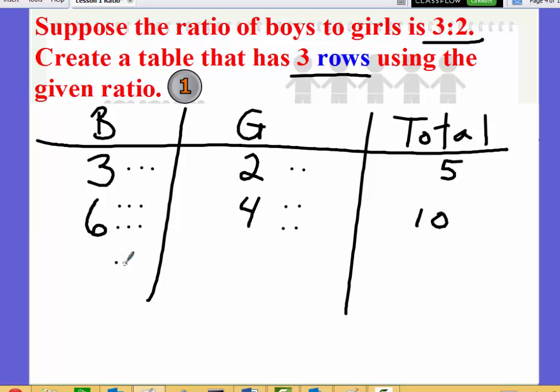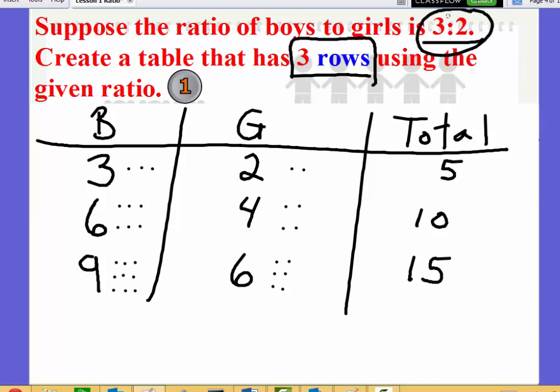Then I'm going to do 1, 2, 3, 4, 5, 6. 1, 2, 3, 4, matching this 6 to 4. I'm just going to add another column. So I have 3 more boys, 1, 2, 3. Whenever I have 3 boys, there's 2 more girls. So here I have 9. Here I have 6. That's a total of 15. I have my 3 rows, and I still have this 3 to 2 ratio. Whenever I have 3 boys, there's 2 girls. 2 girls, 3 boys. So I'm always keeping that ratio in the same proportion.